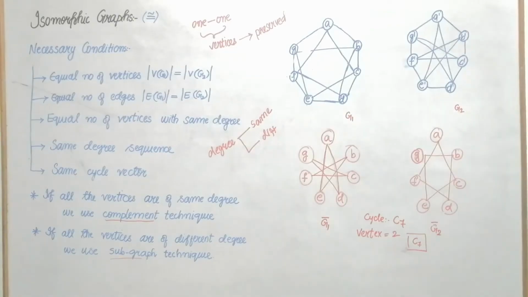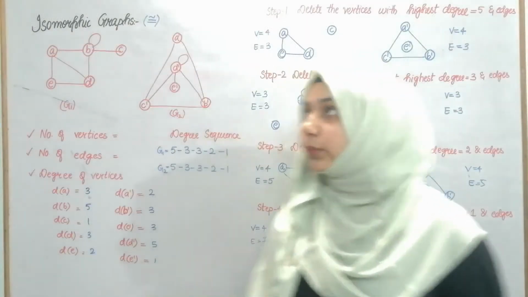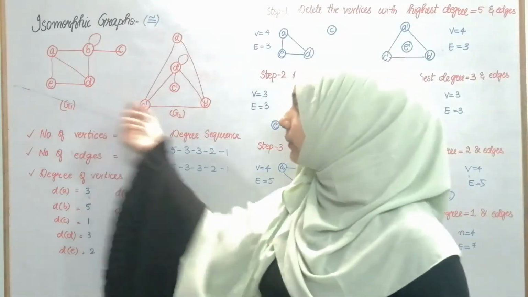This was when the degrees are same. We went for the complement technique. If the degrees are different, we are going to go with the subgraph technique. Let's see that one now. Okay, let's consider one more example. Suppose these are the graphs given, G1 and G2.